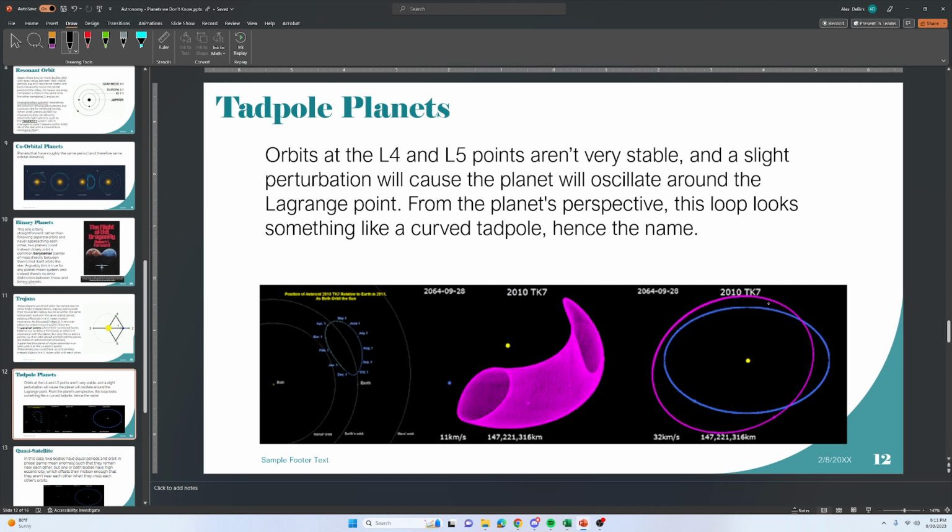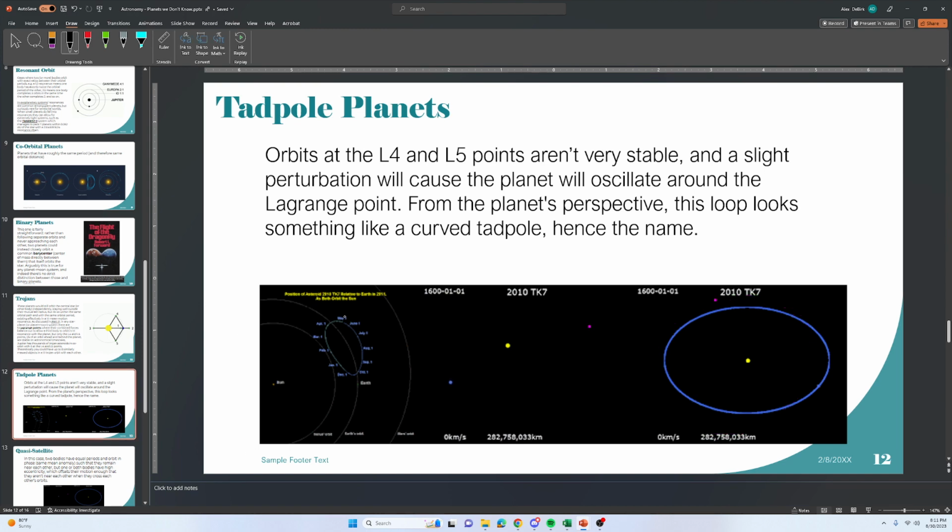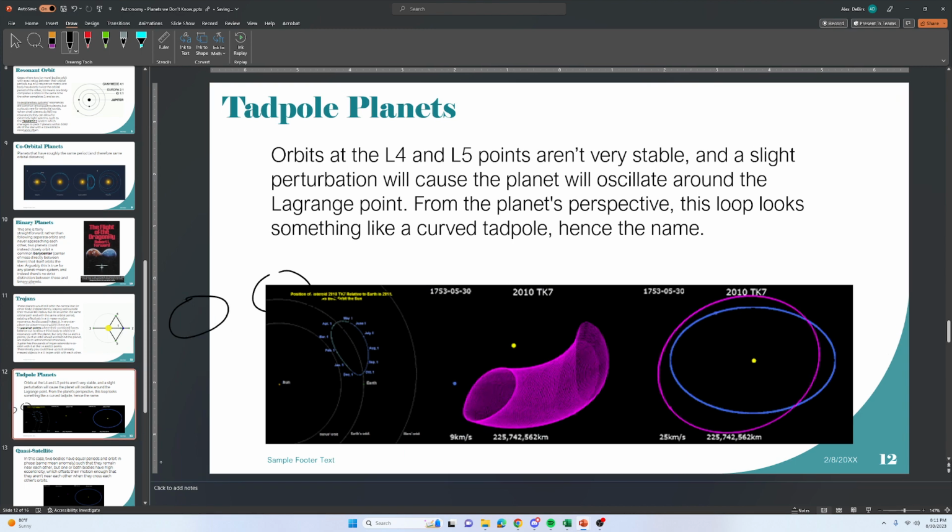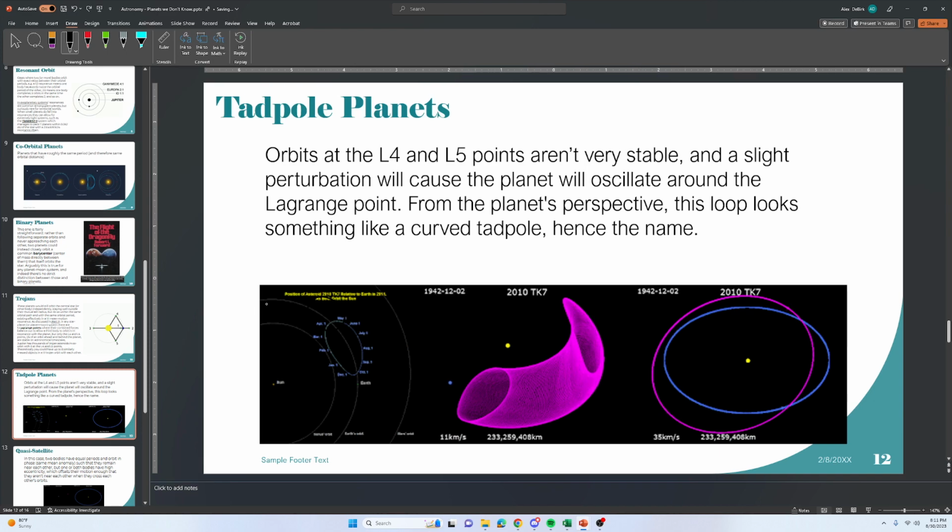What this is showing here is how this thing is going in a circle like this, but the circle's also orbiting the star as the Earth goes around the star. But then this circle keeps getting further and further from the Earth as they move, and then it gets closer and closer again. So that's kind of a tadpole planet.